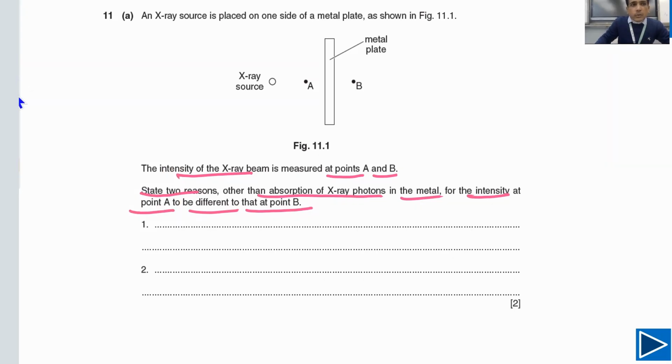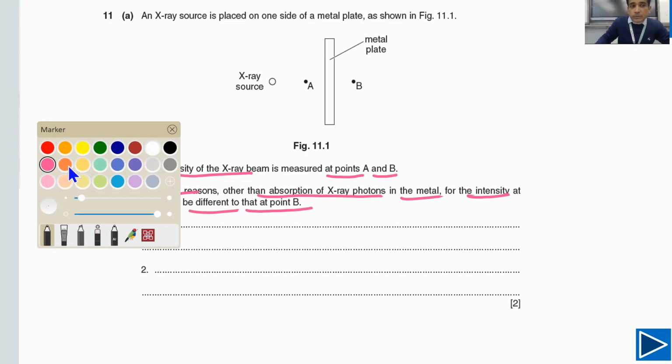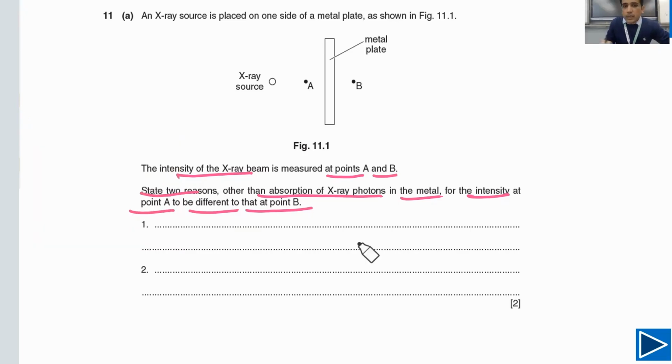Please think about reasons first of all by yourself, and then I will explain to you. Absorption, you no need to consider. It's telling you other than absorption. So you cannot say X-rays will be absorbed by this metal plate. So you cannot write down that in your answer. You need to state two other different reasons.